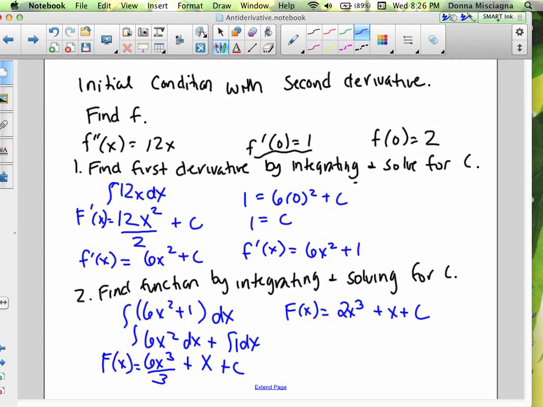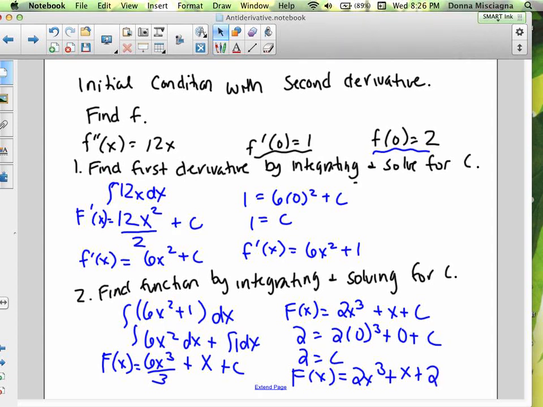And now we're going to use this initial condition to solve for c in the original function. So when x is 0, the whole function was equal to 2. So we'll replace f of x with 2, and we'll replace all the x's with zeros, and that's going to mean that c is 2. And that means that our equation, what it really was before we took the derivative, was 2x cubed plus x plus 2. That's the original equation.